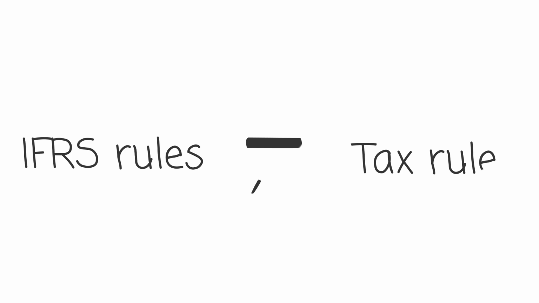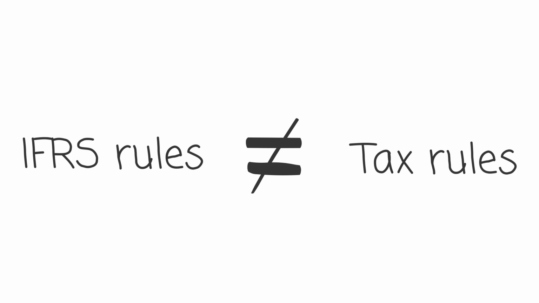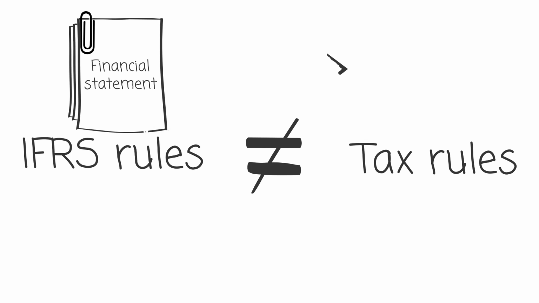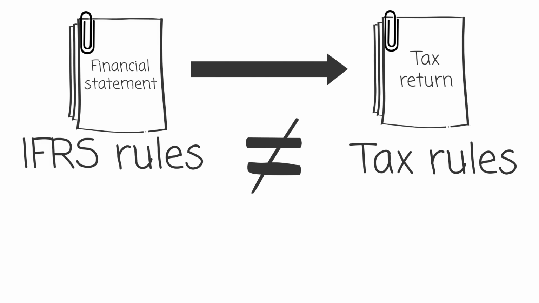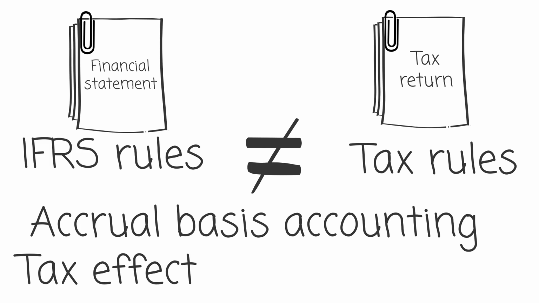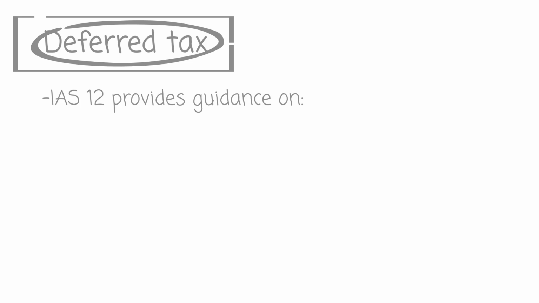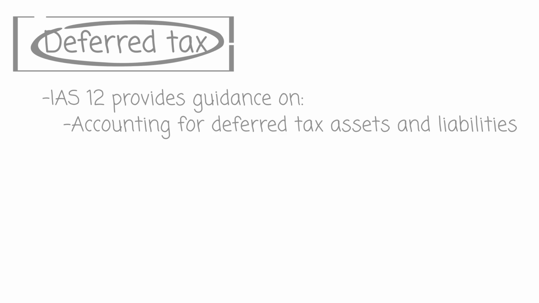Another way to look at this is that IFRS rules and tax rules are different, and the timing of recognition and recovery of assets and liabilities is often different, meaning that there are items that are recognized in the financial statements before they are recognized in the tax return, and vice versa. Since IFRS requires accrual basis accounting, the tax effect of these items must be considered, resulting in the recognition of deferred tax. IAS 12 provides a significant amount of guidance on the accounting for deferred tax assets and liabilities.